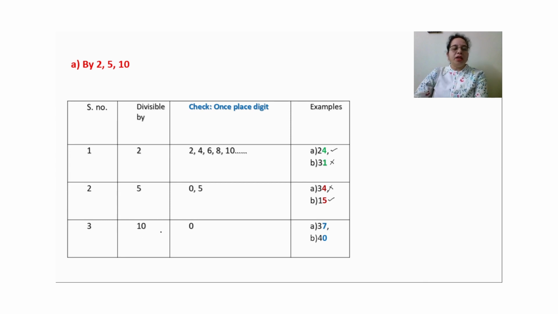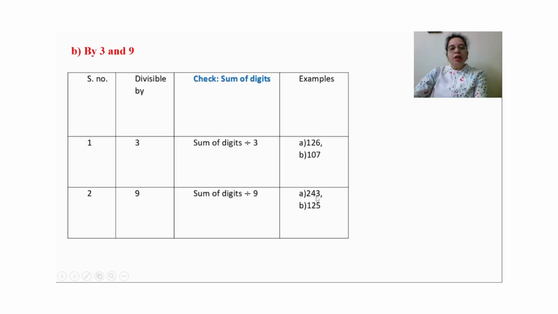Now by 10, if the unit place digit is 0, then only the given number will be divisible by 10. So this number is not divisible by 10. This number is divisible by 10. We just check the unit place digit. Now the second set of numbers is 3 and 9.